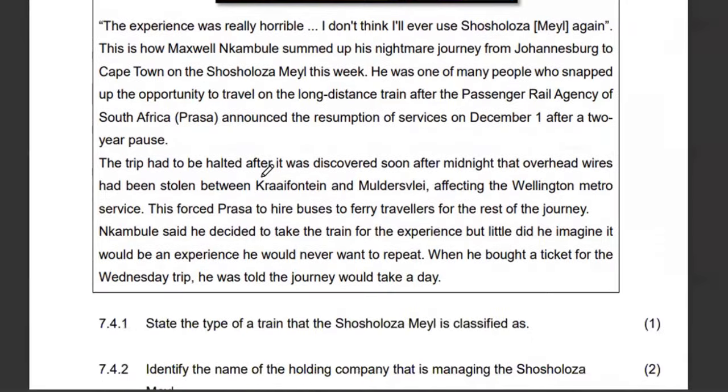The trip had to be halted after it was discovered soon after midnight that overhead cables wires had been stolen from Kraaifontein to Maudersvlei, affecting the Wellington Metro service. This forced PRASA to hire buses to ferry travelers for the rest of the journey. Nkambule said he decided to take the train for the experience, but little did he imagine it would be an experience he would never want to repeat. When he bought a ticket for the Wednesday trip, he was told the journey would take a day.